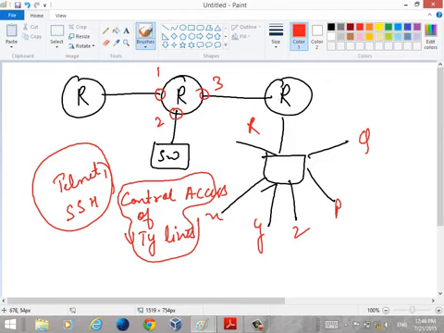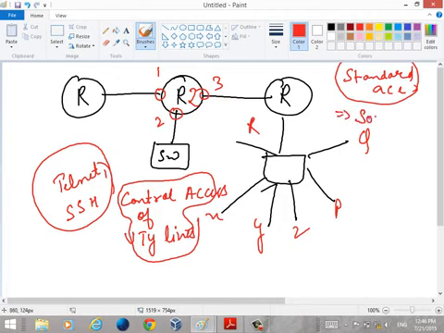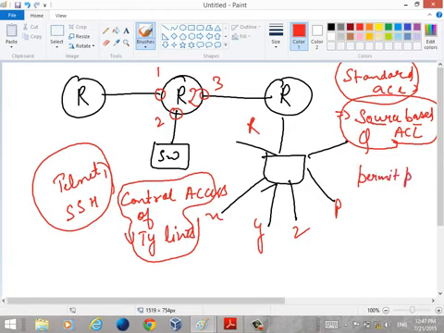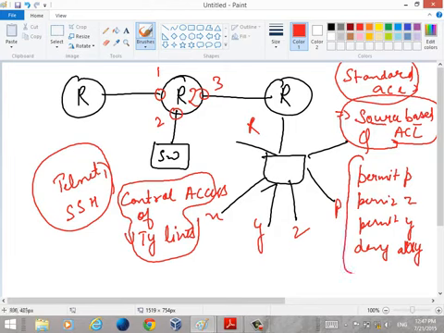So what I will do on R2, I will configure a standard ACL. All of you know standard ACL is source based. What do we specify in standard ACL? Source. So like this I am writing here permit P, permit Z, permit Y. After that deny any. If I don't write deny any, it will be by default deny any. This is a standard ACL, yes or no?